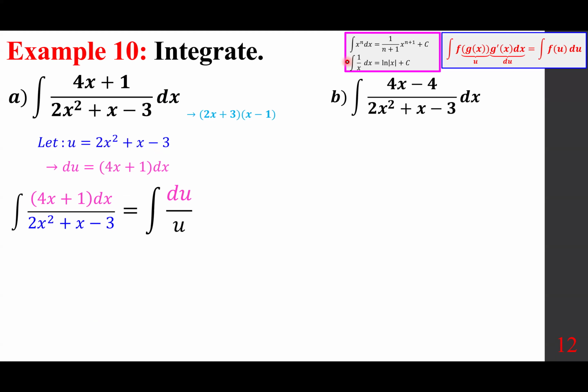The integral of 1 over x dx. So in this case, the integral of 1 over u du. So it's the natural log of u and a constant. u is replaced. We are done. We keep the absolute value because the expression may or may not be positive. It has both possibilities.